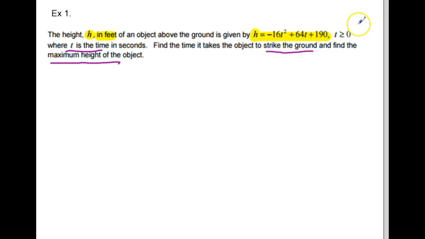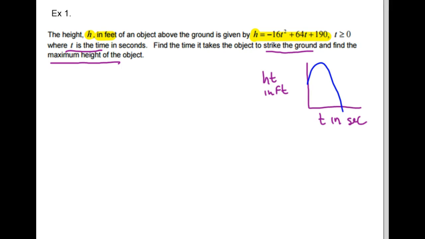So the first thing I'm going to do is draw a little picture of what this looks like. This is my height in feet. That's this side. And along here, t is my time in seconds. So I'm plotting distance over time. And we know that this thing is launched and it takes this kind of path. Okay, I hope your parabola looks better than mine.